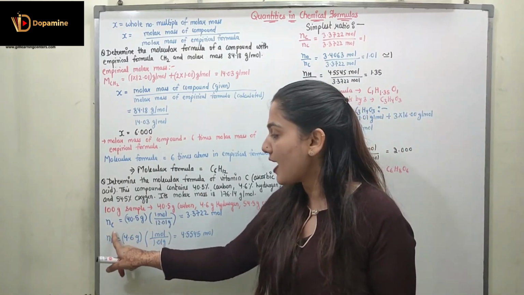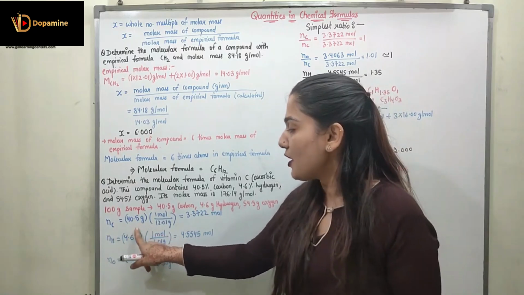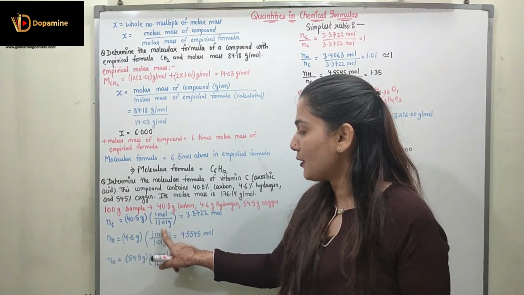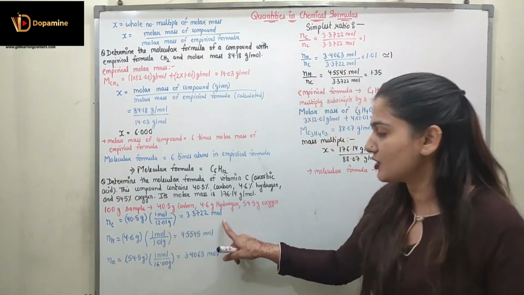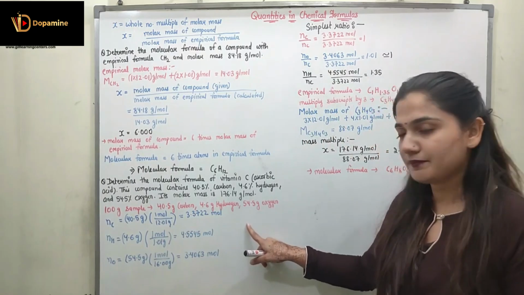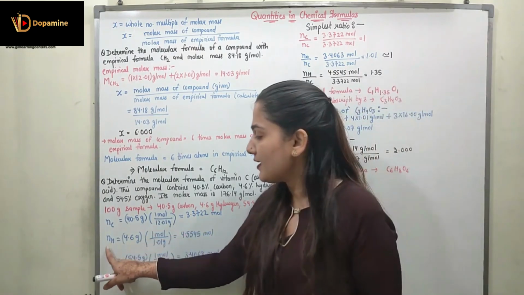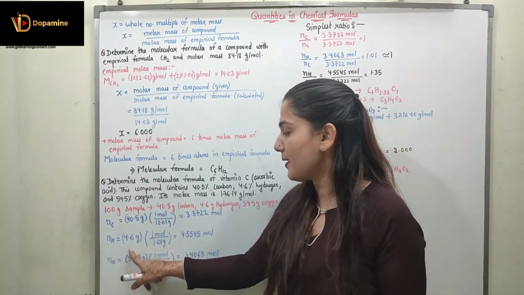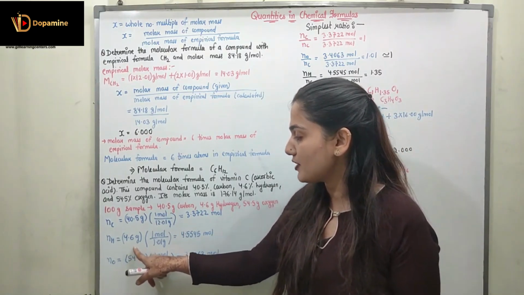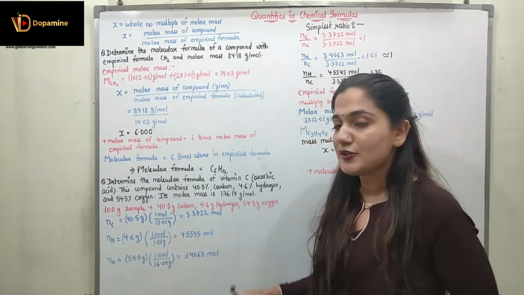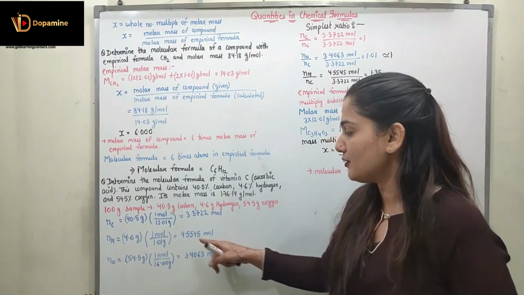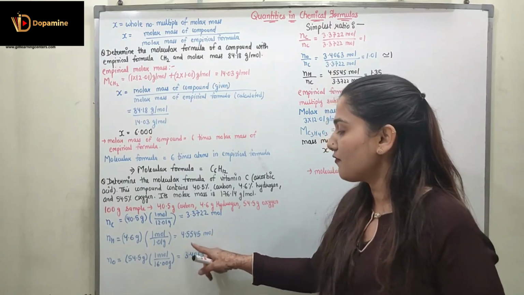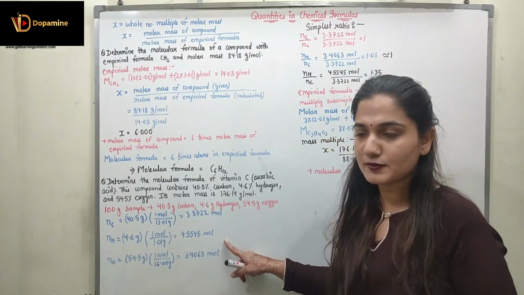So the amount of carbon in moles is 40.5, which is the given mass, divided by 12.01, which is the molar mass, which is 3.3722 mole. Similarly, we can find the number of moles of hydrogen as the given mass divided by molar mass. Given mass of hydrogen is 4.6 gram. Molar mass of hydrogen we know is 1.01. So here the number of moles would be 4.5545 moles.